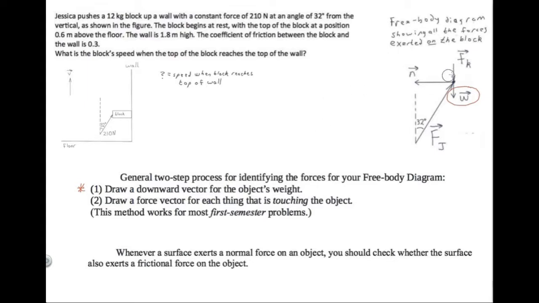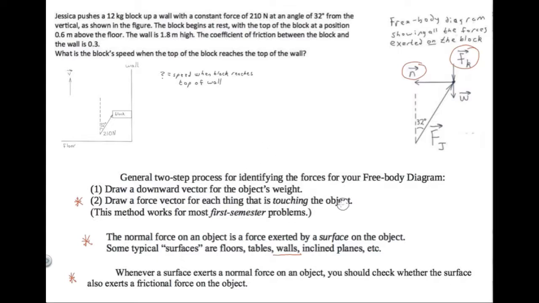Now let's identify the forces for our free body diagram. First, we identify the force of the object's weight. Next, we ask what is touching the block. The block is being touched by the wall, and a wall is the type of thing that we treat as a surface, which means that the wall will exert a normal force on the block. Anytime you identify a normal force, you should automatically check whether that surface is also exerting a frictional force. And we can see from the problem that this wall does exert friction on the block. So we're also going to identify a frictional force. The block is sliding up the wall. Since it's sliding, we know we should be applying kinetic friction rather than static friction for this problem.